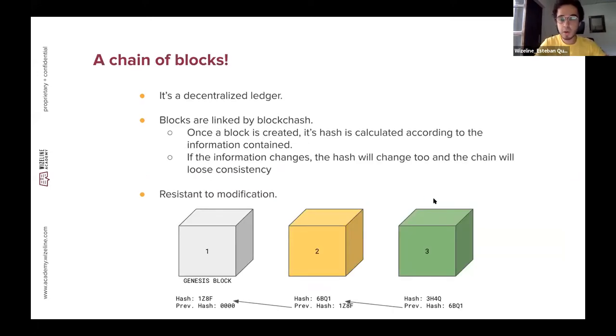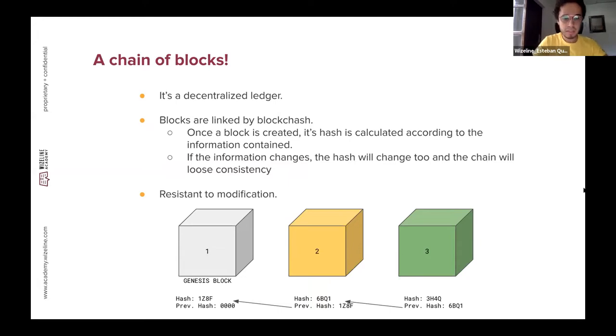As I mentioned, each one of the blocks is linked to the others by the hash. This hash is calculated according to the information that the block contains. This can be the transactional data, the time it was created. So this is to create a unique string, a unique key to identify a block. So this doesn't repeat. If the information inside the block changes, so will the hash of the block.